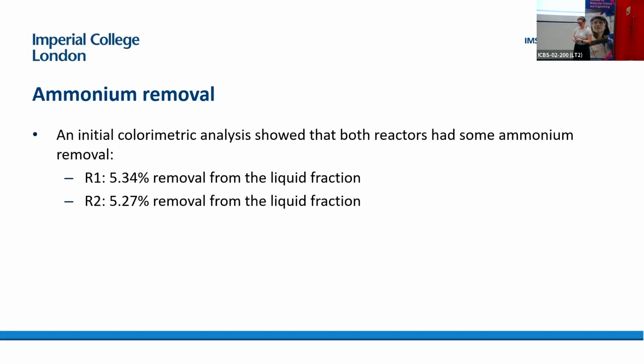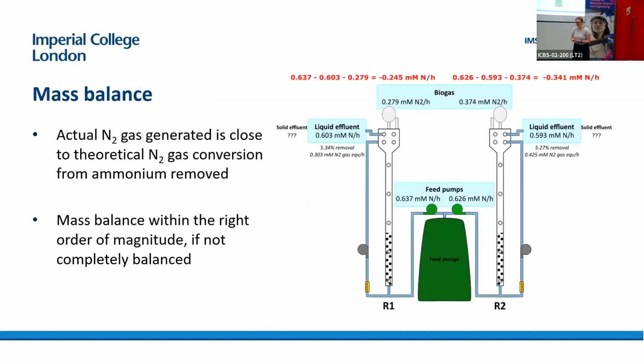Following on from this result, we got even more excited and we did a full mass balance. The 5% removal that we saw matches up pretty closely, actually, to the amount of gas we were seeing. And although the mass balance isn't completely balanced, so you can see here it's a negative, but ideally it should be 0, it's in the same order of magnitude. So, okay, it's not perfect, but we're still missing the solid effluent, and this data here is based on one round of samples, or one batch, that contained maybe a handful of samples.